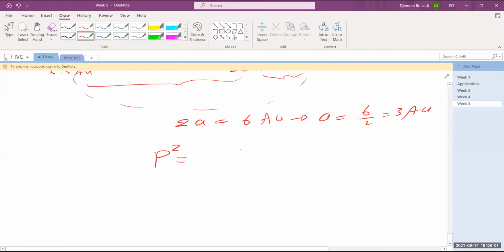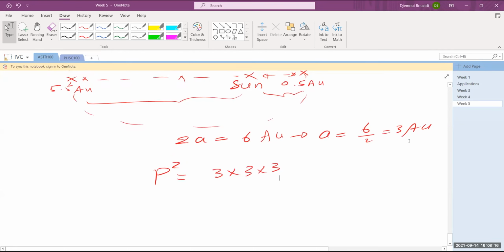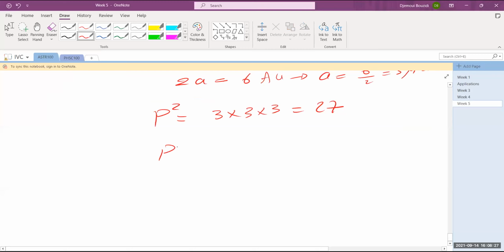P squared is equal to a cubed. I'm sorry, let's cube things first. So it's going to be 3 times 3 times 3. Am I doing it right? Yeah. Because each and every one of them is 3, and 3 times 3 times 3 is 27. So P itself is going to be the square root of those things. P is going to be the square root of 27, which you need to do on your calculator.